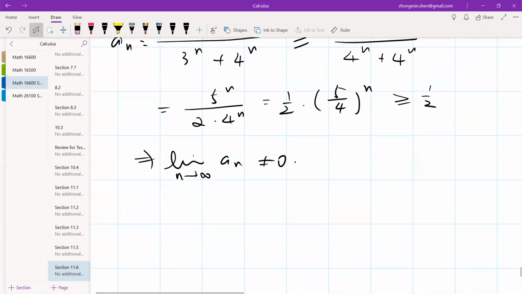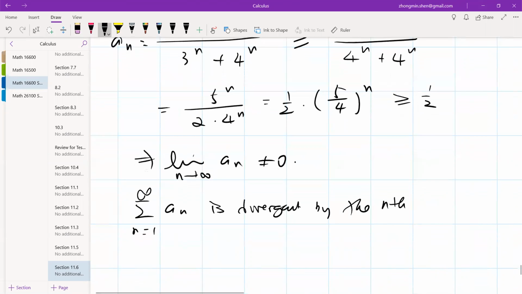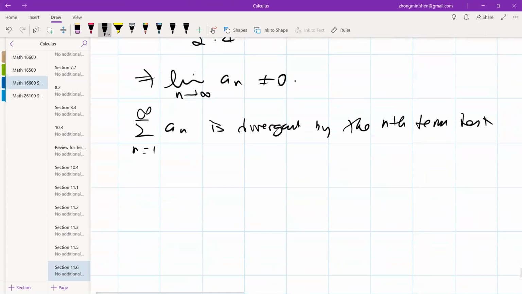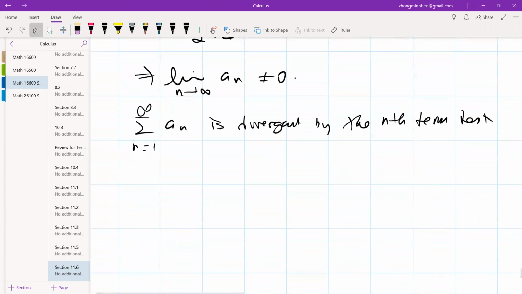It works. And what I do is actually do the comparison here, right? Comparison test. So this sum, with n starting from 1 to infinity, is divergent by the nth term test, because if it's convergent, then the nth term must approach 0. Okay?